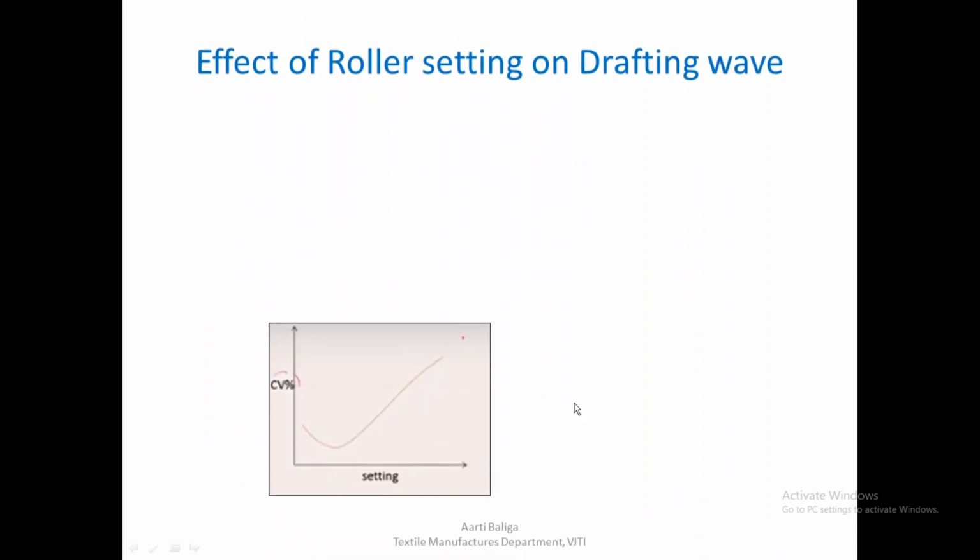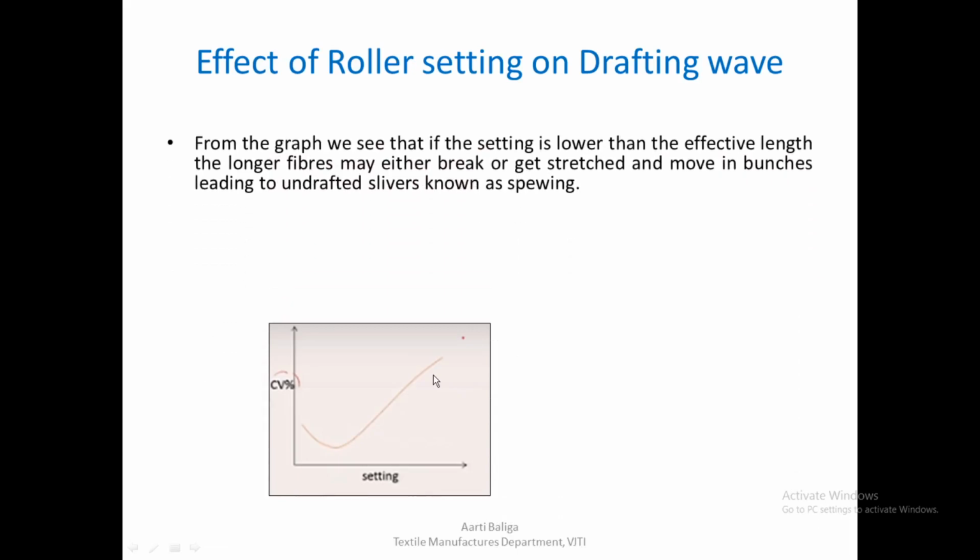So coming to the next point, that is the roller setting, what kind of effect it has on a drafting wave. Looking at the graph, you see that at some point of the setting, the CV or the variation reduces, and later on there is again a rise in the irregularity. So there is some point here that we should choose for our roller setting. We see that before this also there would be an increase in the irregularity, and after this particular setting there would be an increase in the irregularity. So what are the reasons for that?